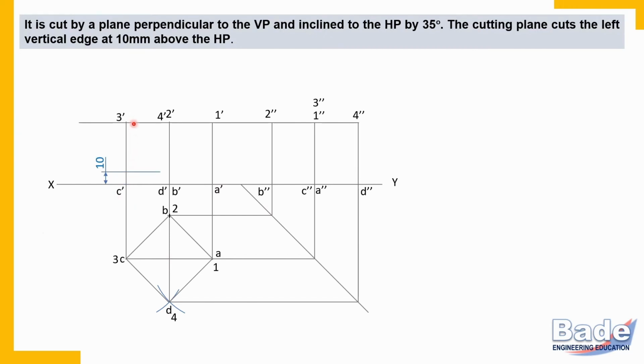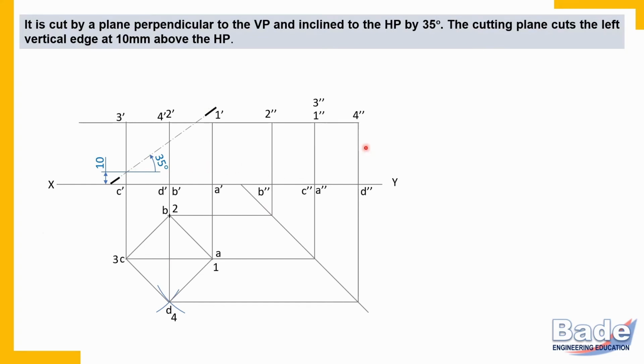Get the point on the left edge. And through this point, we'll draw the cutting plane line at an angle of 35 degrees. So this is how the cutting plane line at an angle of 35 degrees cuts the left edge 10 millimeter above HP. Now listen. Once you have located the cutting plane line, the remaining procedure is the same in all the problems.